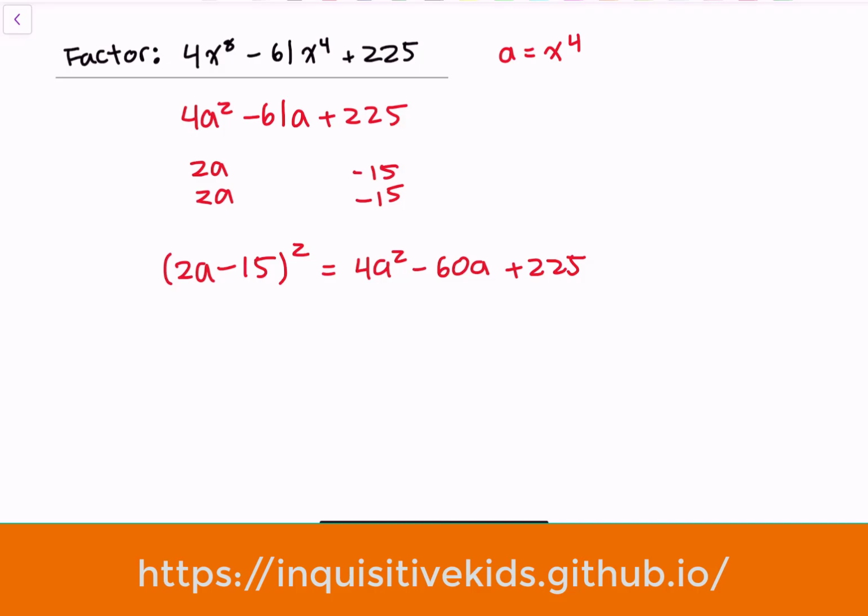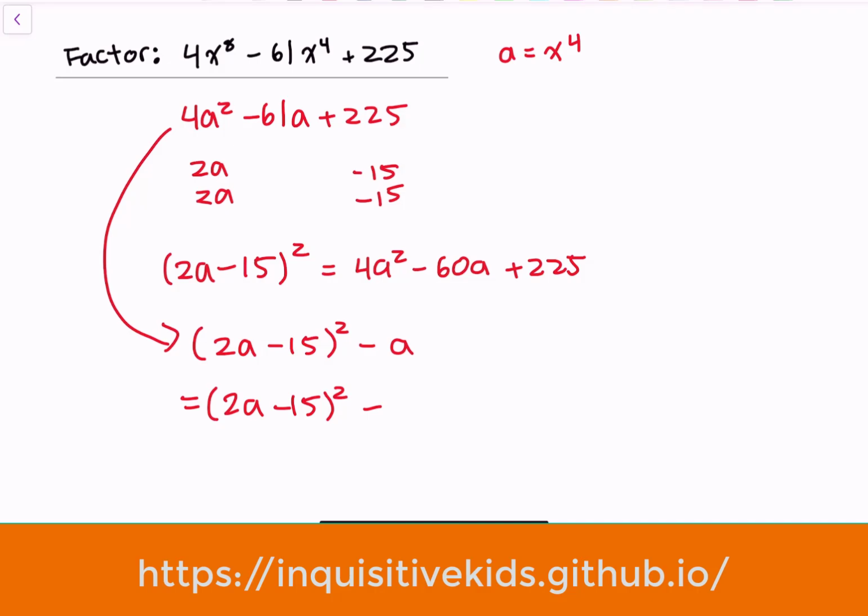This is awfully close to our original polynomial. So we can just add something to our original polynomial. We can say that our original polynomial is the same thing as 2a minus 15 squared, but we just have to minus an extra a at the end. Now, what was this a again? Well, this a in the back is the same thing as x to the 4th power.